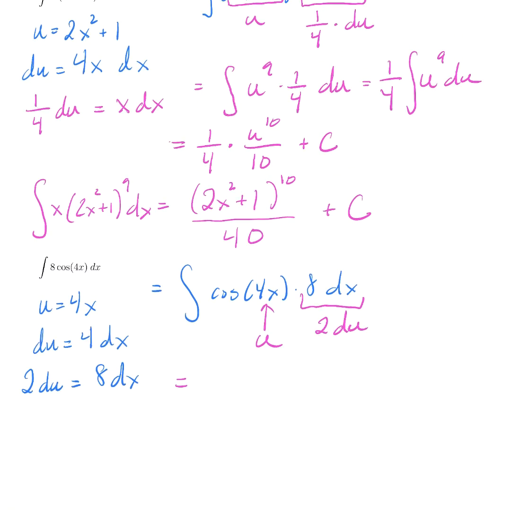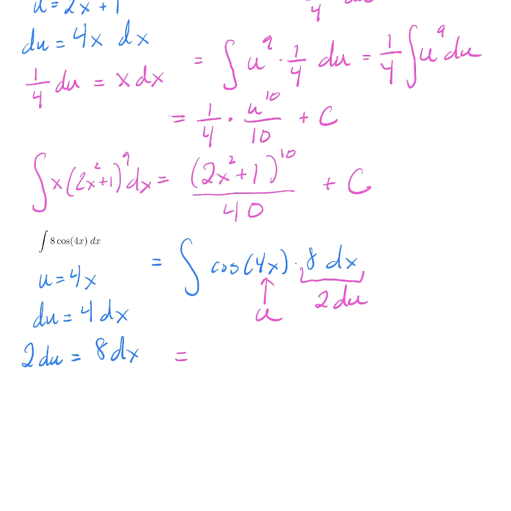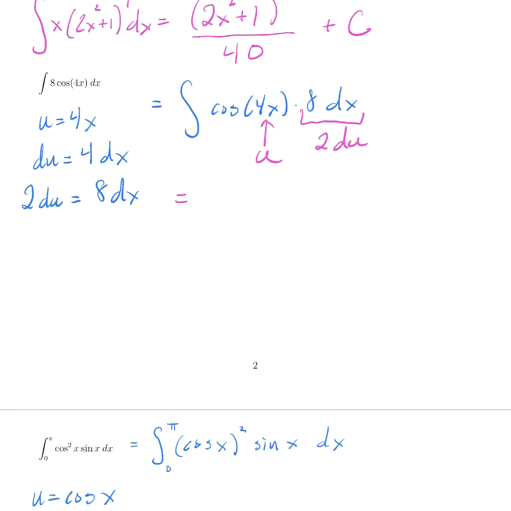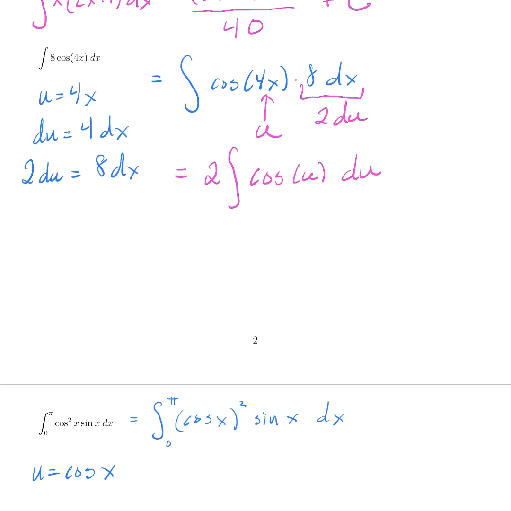So just like above, this 1/4 du, the 1/4 came out in front of the integral. I can do that again with the 2 here. So the 2 can come out in front of the integral. We rewrite it, it's the antiderivative of cosine of u du. Well, what function has antiderivative cosine, or has derivative cosine? Sorry, that is sine. So that's 2 sine of u plus a constant.